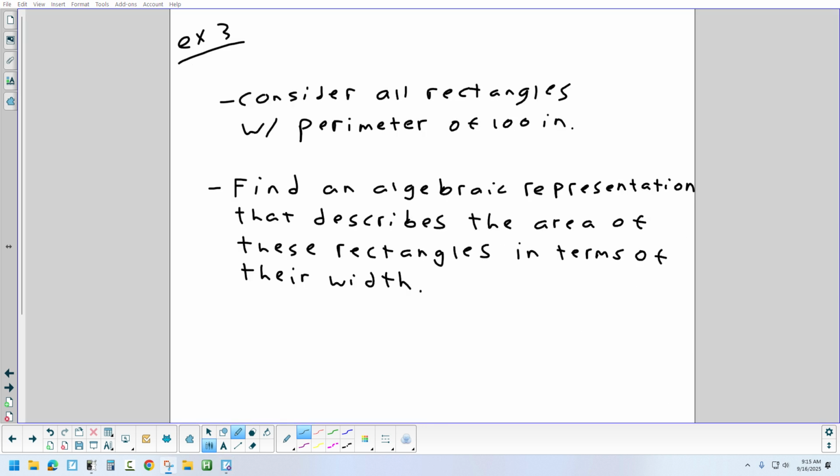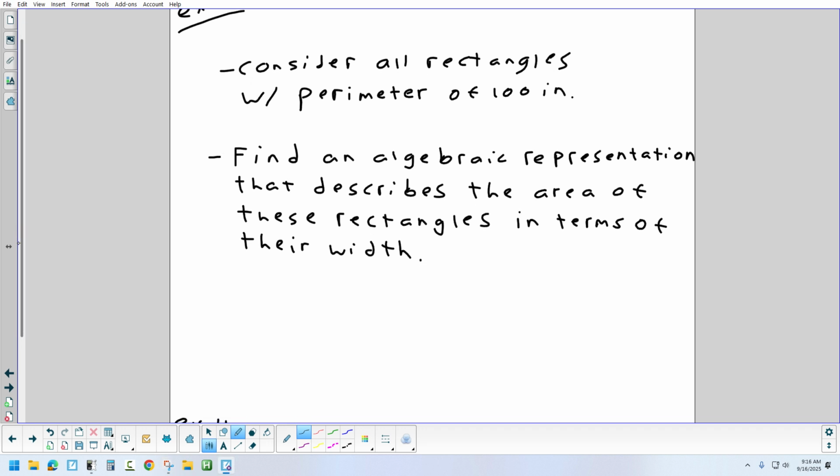All right, let's look at this one. So this is pretty similar. It's actually identical to the problem we did in the homework. It's just the perimeter, instead of being 360 like it was in the homework, is 100. So it says find an algebraic representation that describes the area of these rectangles. Okay, we're looking at all the rectangles that could have a perimeter of 100.